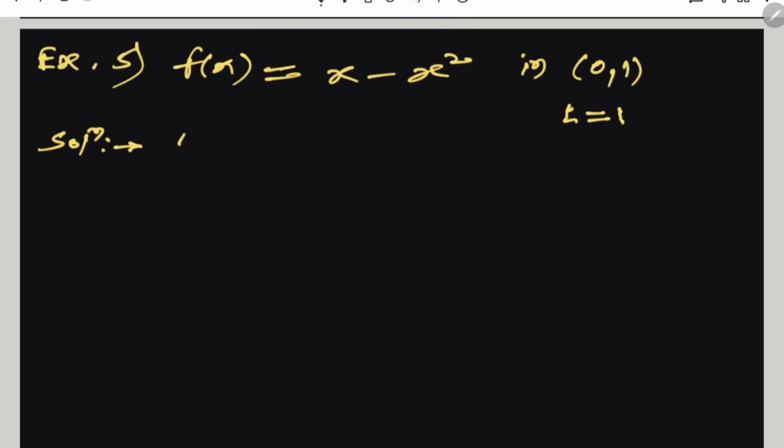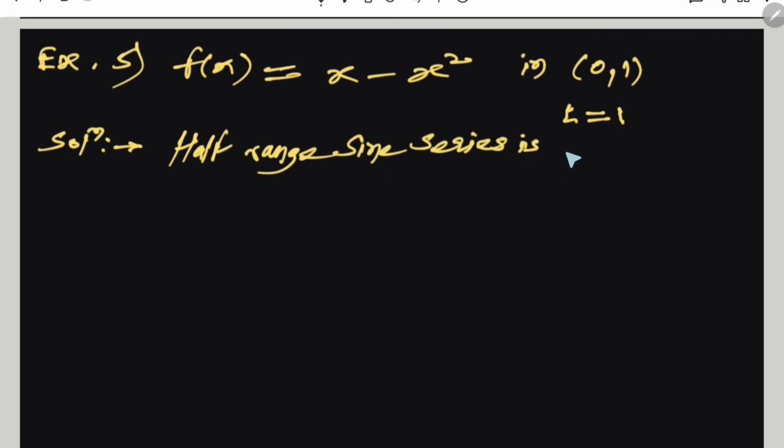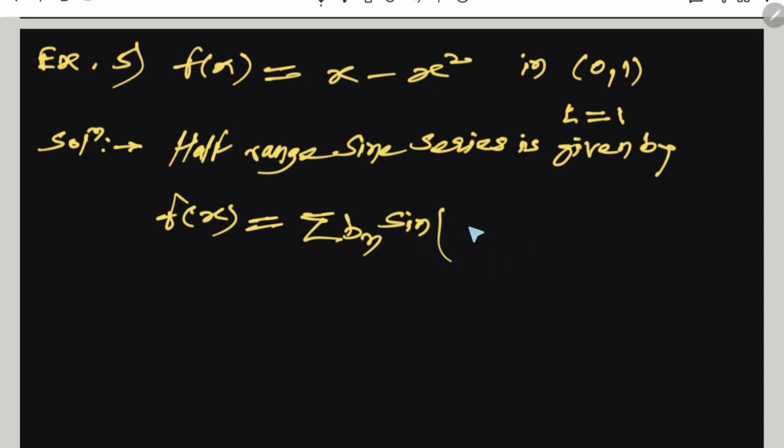Then example number 5. Find the Fourier series of f of x as x minus x square as a half range sine series in the interval 0 to 1. Therefore, here L is 1 and the half range Fourier sine series is given by the summation from 1 to infinity of Bn sin n pi x by L.